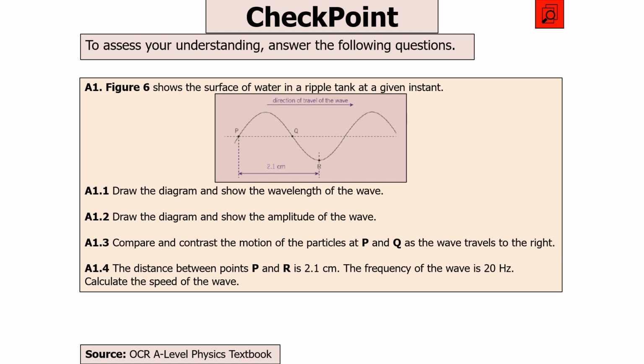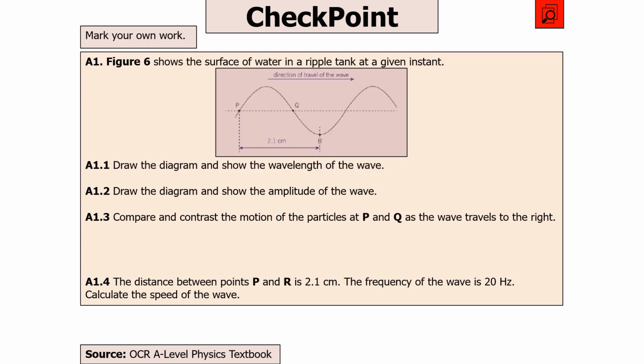The next question says, figure 6 shows the surface of water in a ripple tank at a given instant. Firstly, draw the diagram and show the wavelength of the wave. Secondly, draw the diagram and show the amplitude of the wave. Thirdly, compare and contrast the motion of particles P and Q as the wave travels to the right. And then at 1.4, the distance between P and R is 2.1 centimeters. The frequency of the wave is 20 Hz. Calculate the speed of the wave. So pause the video now, then unpause the video when you want to go through your answer.